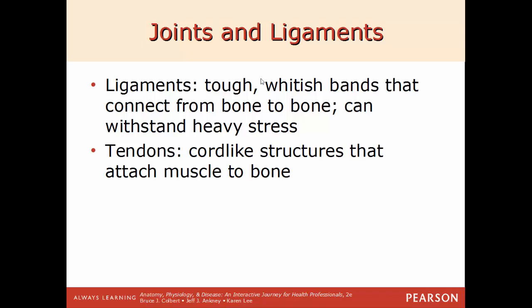Now, tendons are cord-like pieces of connective tissue that attach muscle to bone. Those two are often confused with one another, but ligaments go bone to bone, tendons go muscle to bone. A good example of a tendon that most people would be aware of is the Achilles tendon. It's on the back of your lower leg. It attaches the calf muscle, the gastrocnemius, to the back of your heel, the calcaneus. So that's attaching a muscle to a bone as a tendon.